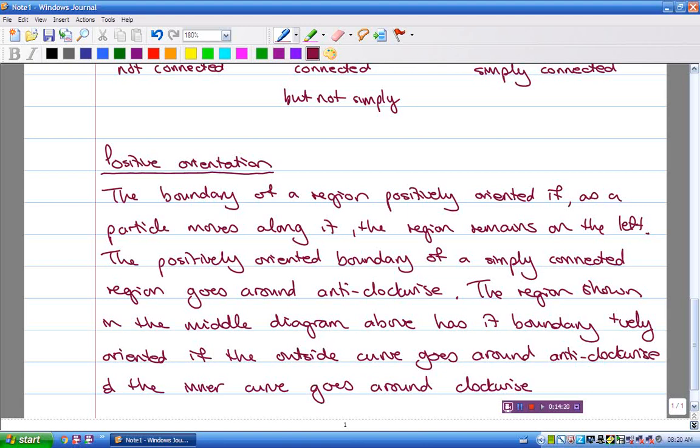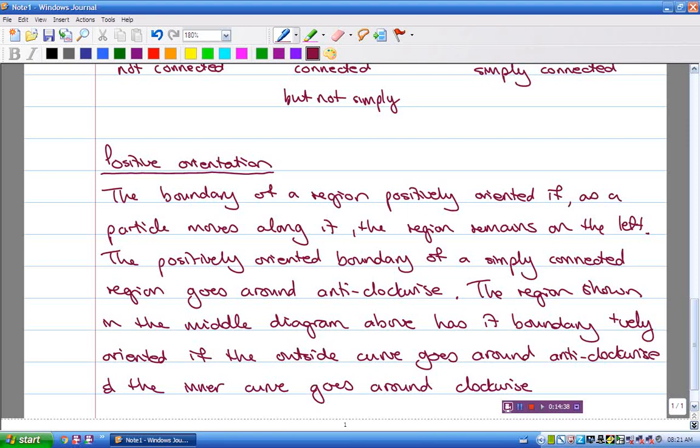Yes? When you think about the direction, is that the direction of increasing parameter? Yes. The direction of increasing parameter, yes. As if a particle were moving along it and time was moving on. And t, your parameter's like time, yeah.